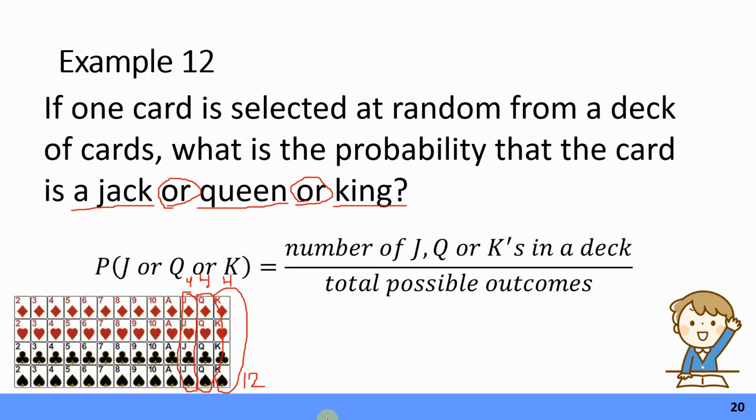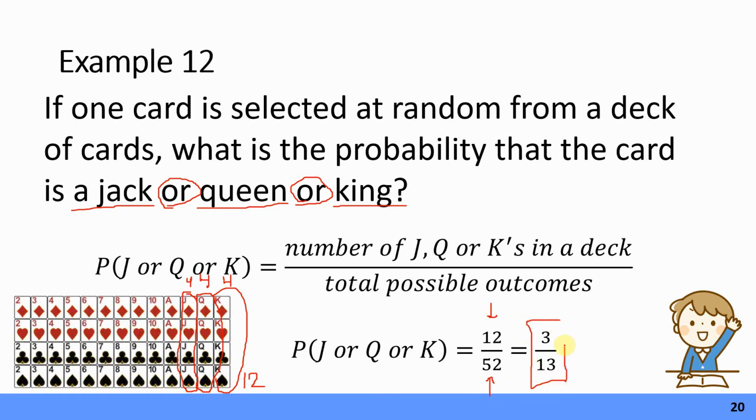So how many of the cards are jacks or queens or kings? Add them all together, there's a total of 12 cards that fit that requirement. So my answer would be 12 over the 52 total. That's our answer, but of course, we simplify. This simplifies to 3 over 13, so that would be our answer.